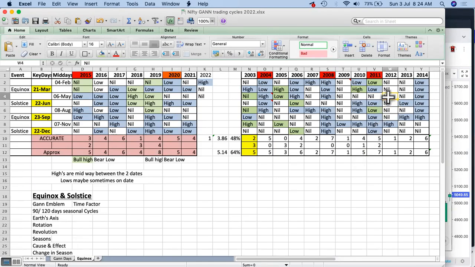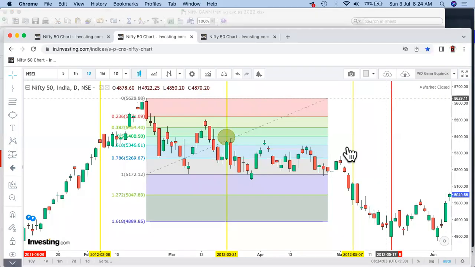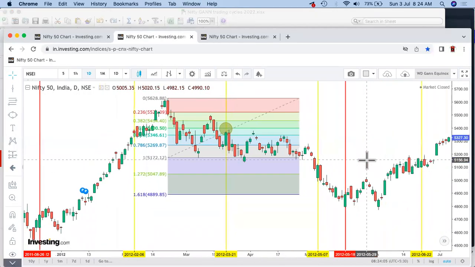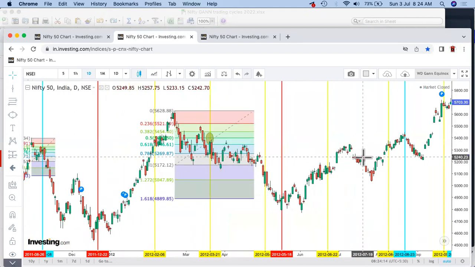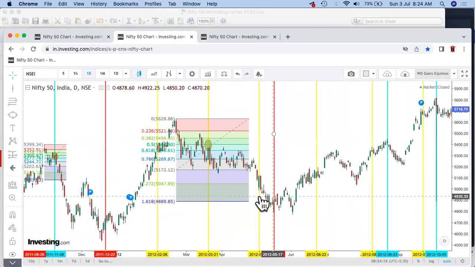Yes, 6th of May. 6th of May is again nil. Nothing has been considered, just that it has come down to the 1.272 level. It was low after that, and this has been a major low, so that's why that was considered. So we'll adjust this date over here, right?